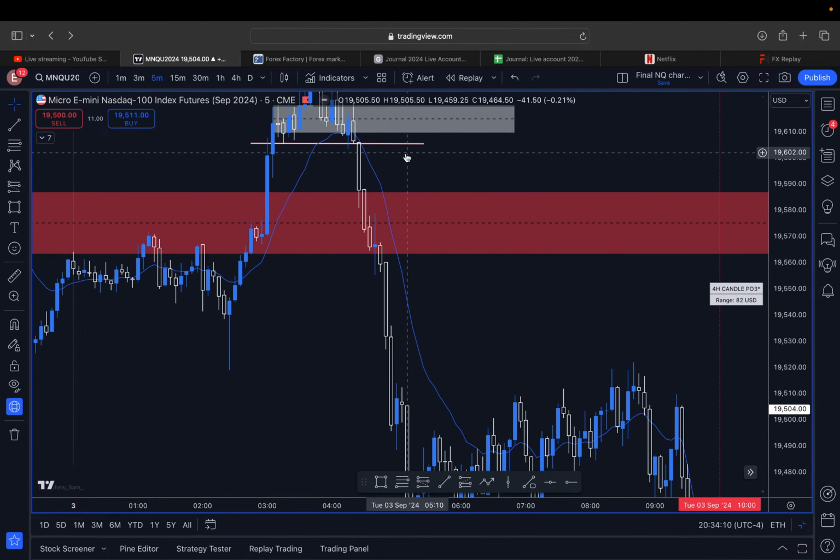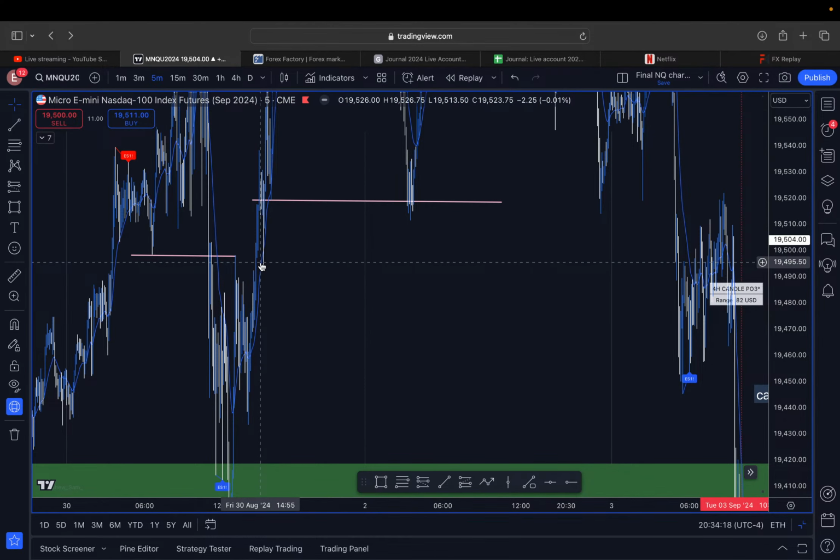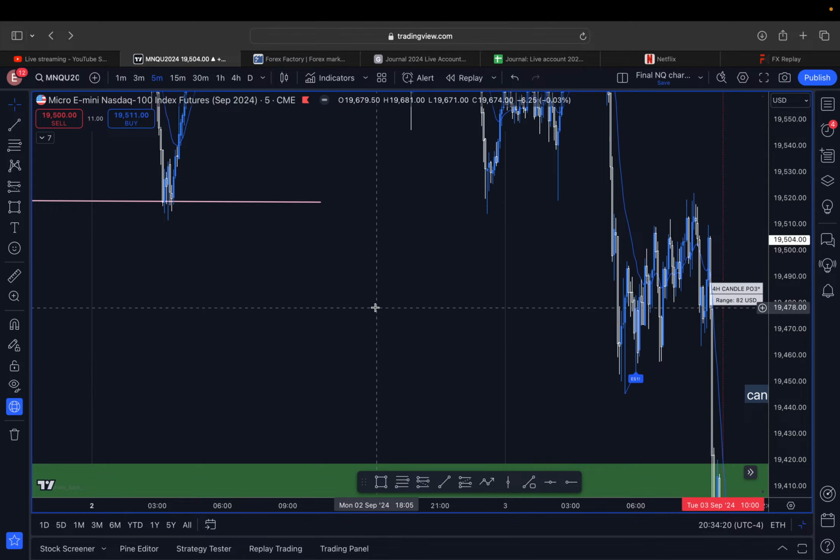Obviously, if you got in up here, you have more points than if you got in here. But if you got in here, you still could take it to this liquidity point. If you wanted more, you could have taken it to this liquidity point and then this liquidity point, which you wound up hitting perfectly.